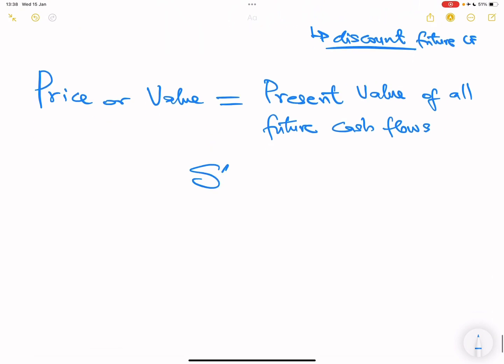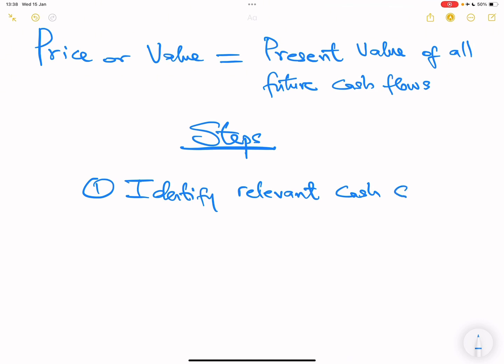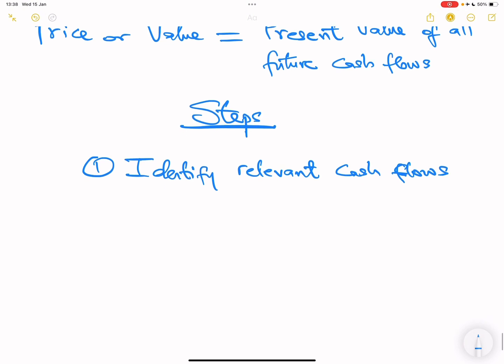So if I just quickly break it down for you, what are the steps? You see, not any different from what you know before. The first one is you must be able to identify relevant cash flows. And that is exactly what we did when we dealt with investment appraisal. To identify relevant cash flows. That's the first one. The second one is to determine the time horizon.